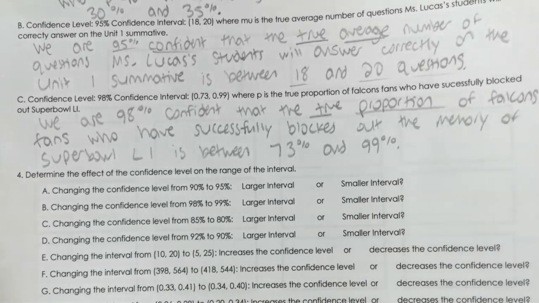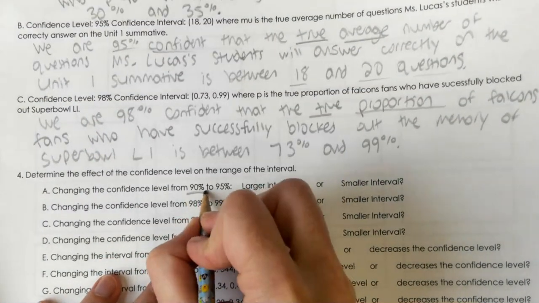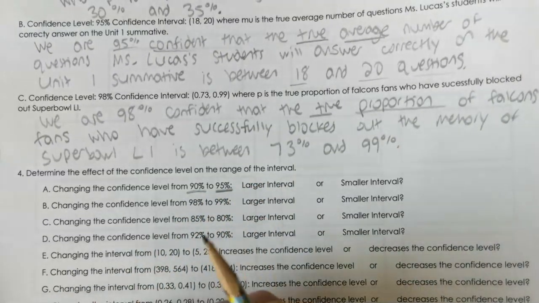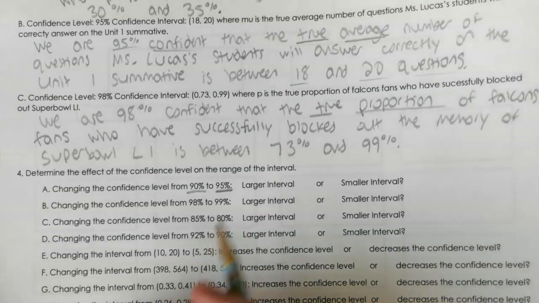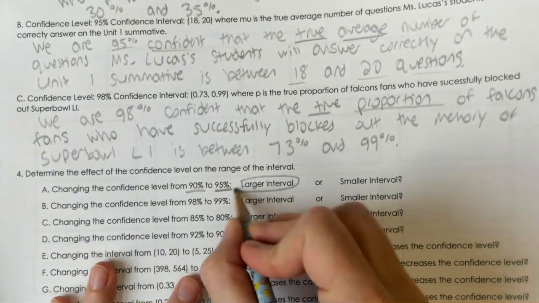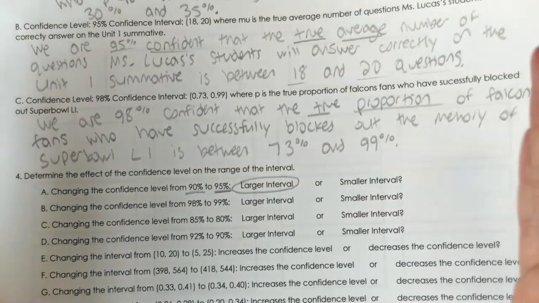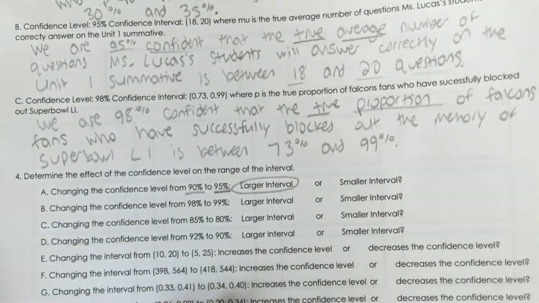The last part. Determine the effect of the confidence level on the range of the interval. So remember that Garfield cartoon where the range was really big, but we were also extremely confident because the range is really big? So think about that. If we're going from a less confident level to a more confident level, if I'm changing from 90% confidence to 95, that means I'm more confident in my interval. So if I'm more confident in my interval, like that weatherman, it must be a big interval, right? So if I'm going from 90 to 95 confidence level, that means I'm making a larger interval because I'm more confident that the true number is in there.